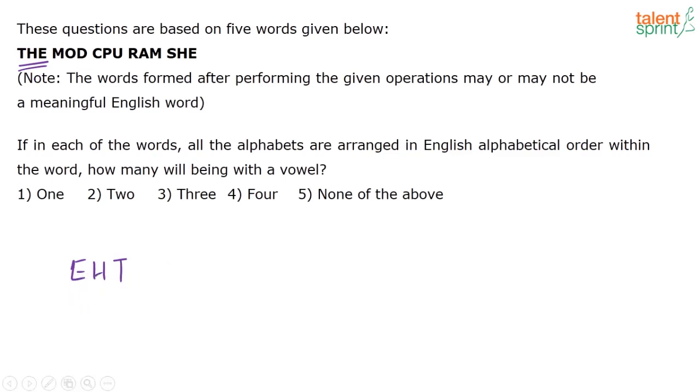Now look at the next word. What will be the first letter that comes in the alphabetical order in that word? It is going to be D, followed by M, followed by O. Then in the next word it's going to be CPU itself, correct? The letters are in the alphabetical order only. Now next one will be A, M, R, and this is going to be E, H, S.